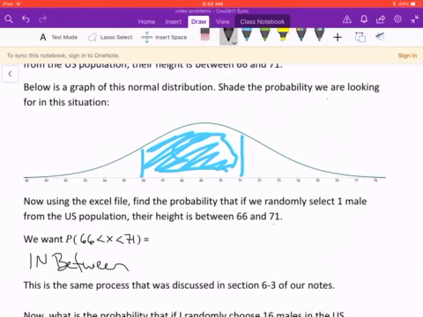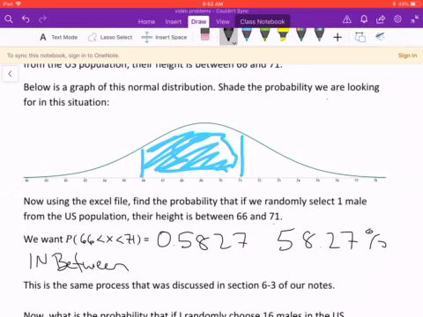When I do that, I find that this shaded area is 0.5827, or the probability of selecting a single male between those values is about a 58.27% chance. Because again, I could select somebody who is really tall, or somebody who is really small, but it's most likely that I'm going to select somebody in here, about a 58.27% chance.